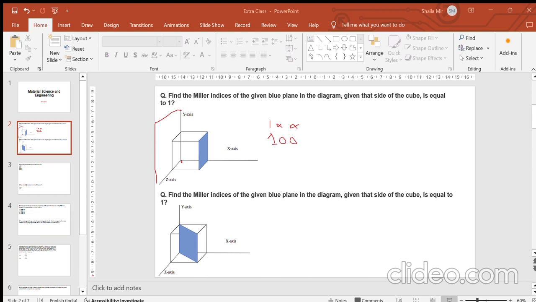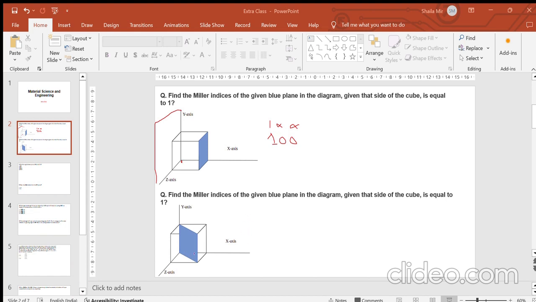So for example, I choose this as an origin, right? So this is my origin. From the origin, I have to see what the intercepts are on x, y, and z. On x, we have a -1 intercept. On y, we have no intercept, because if you see, the plane is parallel to the y-axis, so you have no intercept on the y-axis. And on the z-axis, we have one intercept because it is cutting it here. So this is your 1, positive 1.